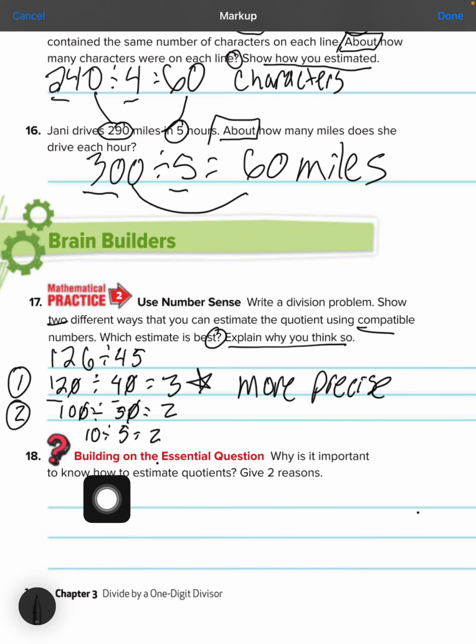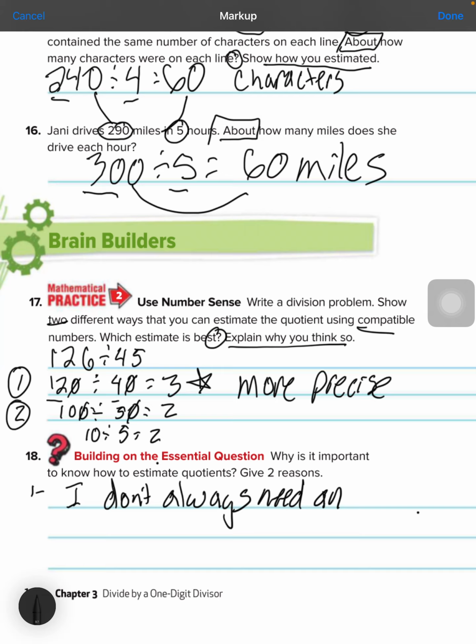Number 18, why is it important to know how to estimate quotients? Give 2 reasons. It's important to know because, number 1, you don't always need an exact answer. Especially when it says about. Second reason, estimates help you know if your answer is reasonable.